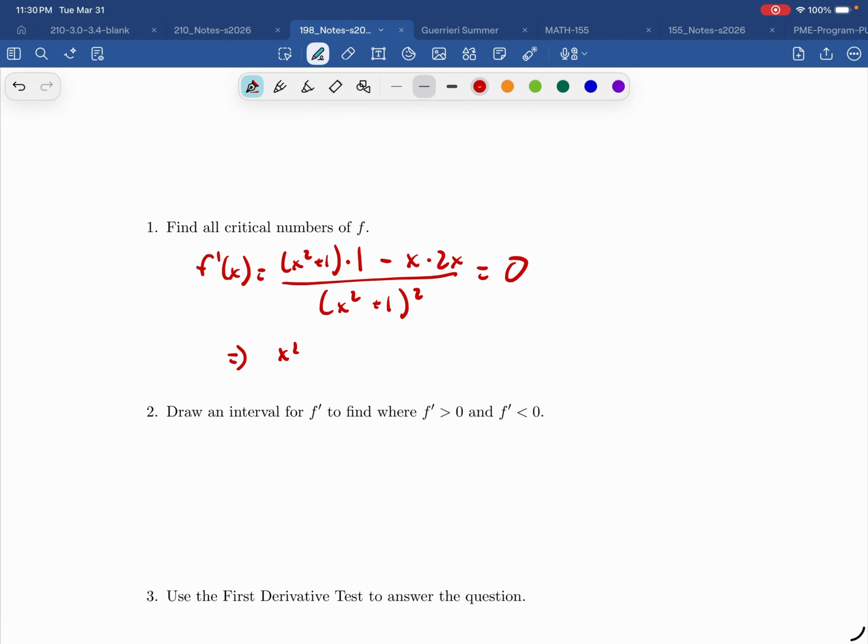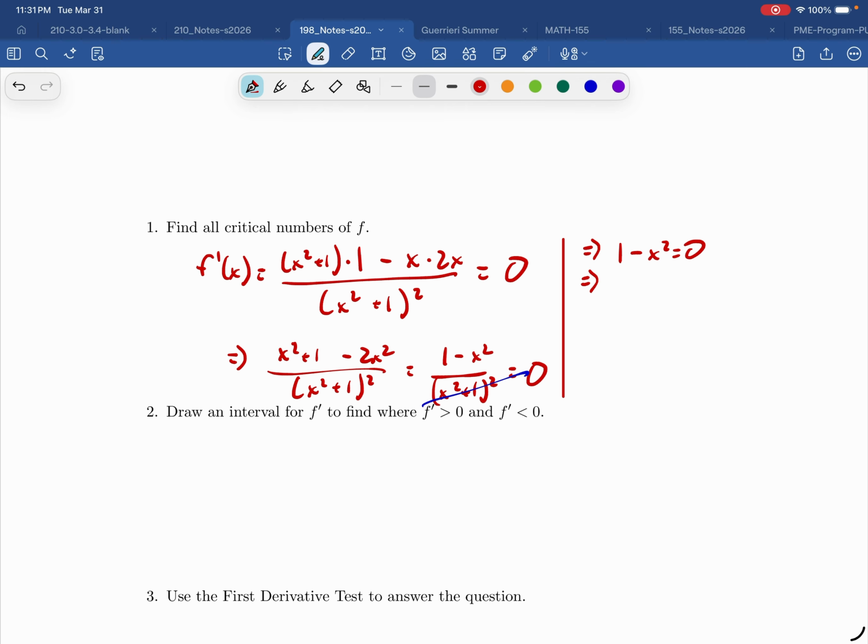But let's simplify this a little bit. We're going to get x squared plus 1 minus 2x squared all over x squared plus 1 quantity squared. And if we simplify this, we're going to get 1 minus x squared all over x squared plus 1 quantity squared. We're going to set this equal to 0. Now, here's the cool thing. When you have a big messy fraction like this and you set it equal to 0, the bottom can never equal 0 in this case, because it's greater than 0. So the only way to make this fraction equal to 0 is if the top is equal to 0. So just multiply both sides by the bottom and don't even worry about it. Just say, okay, 1 minus x squared equals 0.